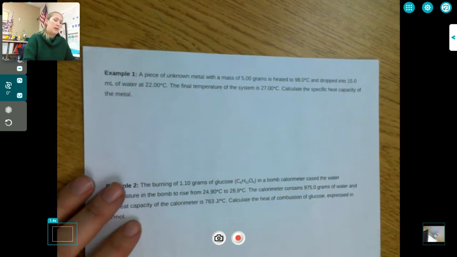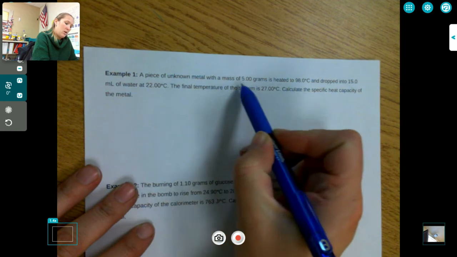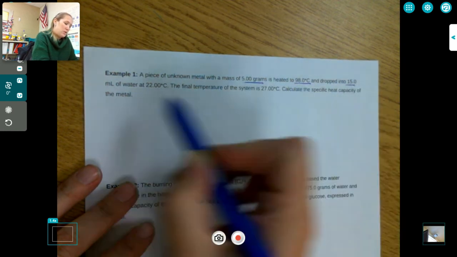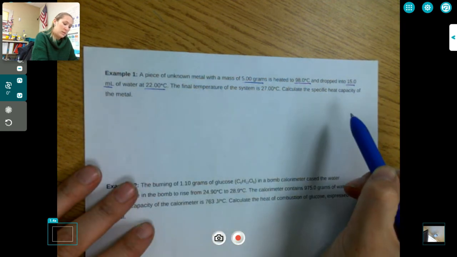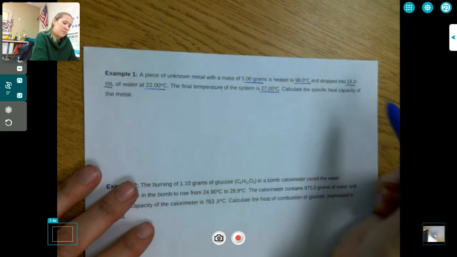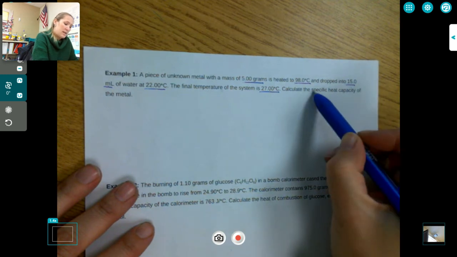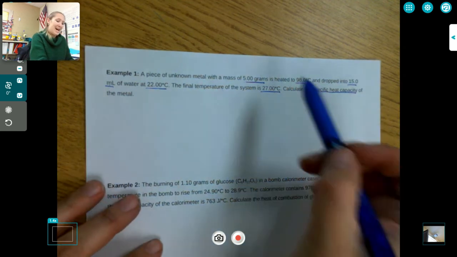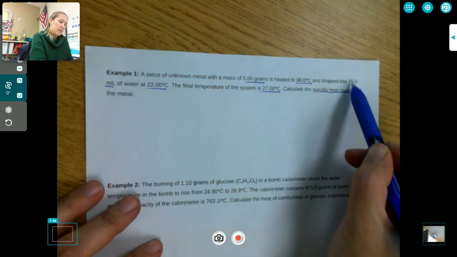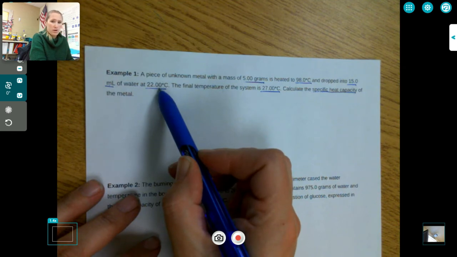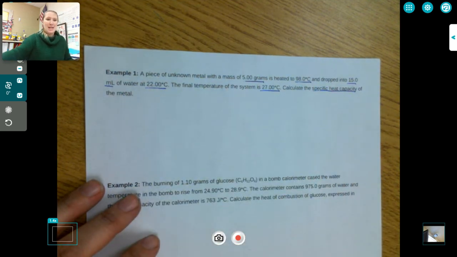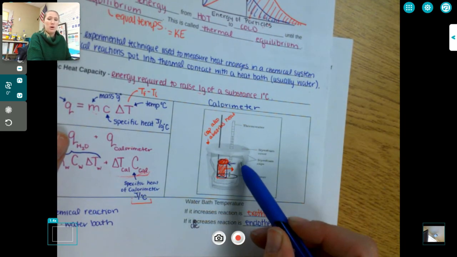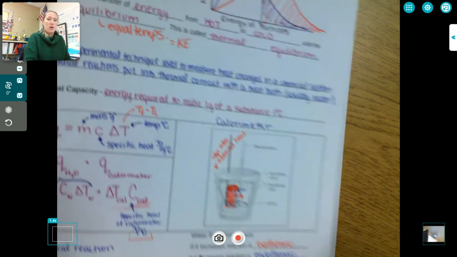All right, so example 1, we have a piece of unknown metal. The mass of 5 grams is heated to 98 degrees Celsius, dropped into 15 milliliters of water at 22 degrees Celsius. Final temperature of the system is 27 degrees Celsius. Find the specific heat capacity of the metal. So we've got two things going on. We've got a hot metal placed into much cooler water. So we have a calorimeter in action. We have placed our hot metal into cool water, and we've measured the change in temperature of our water.